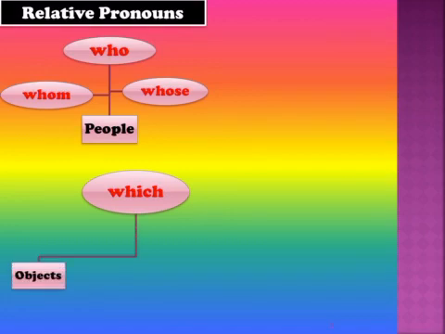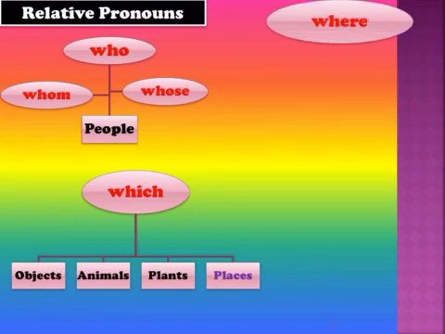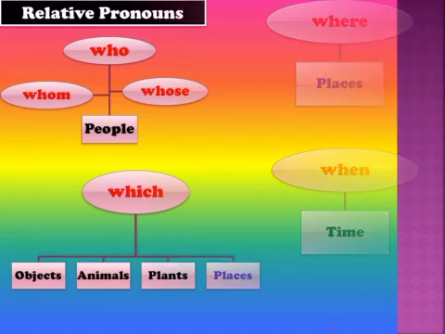Which is used for objects, animals, plants, and places. We have where, it is used for places also, and when, it is used for time. Let's start to differentiate between all these relative pronouns and see how we can use them in sentences.